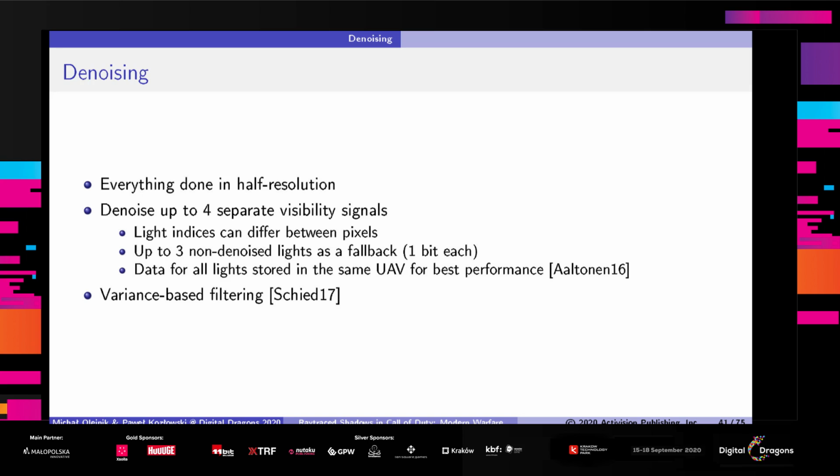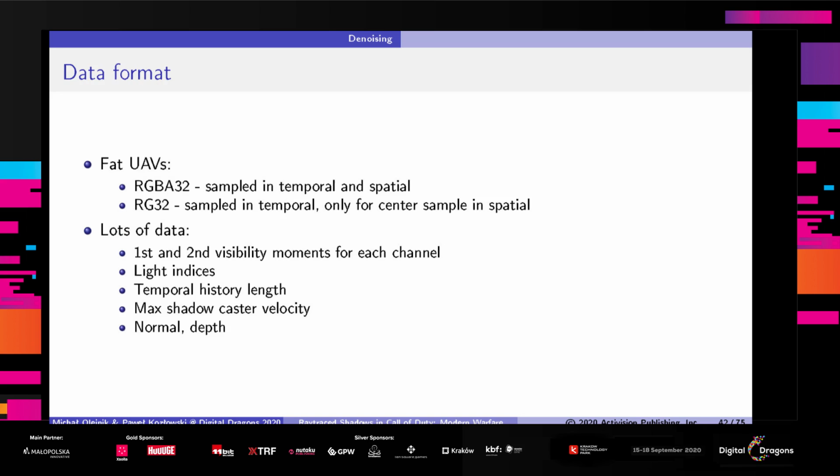We wanted to keep all our data in the same UAV, because according to multiple benchmarks, having one texture fetch of a 4 times wider texture is usually at least twice as fast as sampling those 4 textures separately. We also use variance-based filtering based on the ASVGF paper, which is famous for being implemented in Quake 2 RTX. 4 lights per pixel requires a lot of storage, so our UAVs are quite fat. Fortunately, we are able to avoid sampling all data at all times. For example, the spatial denoiser does not have to sample the auxiliary RG32 texture when sampling its neighborhood for spatial blur.